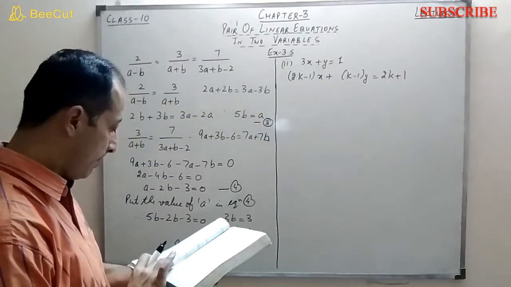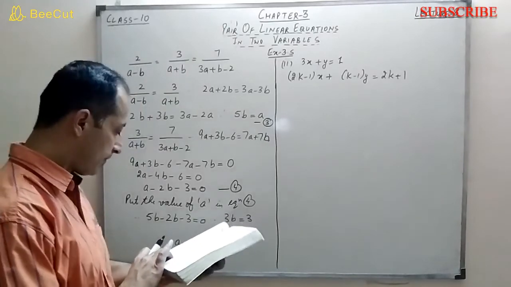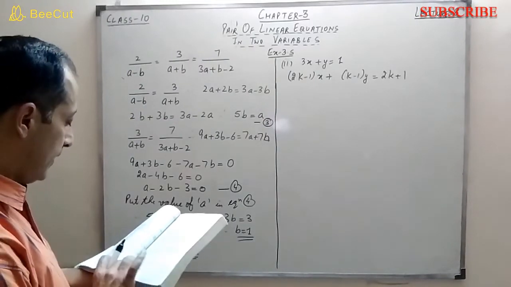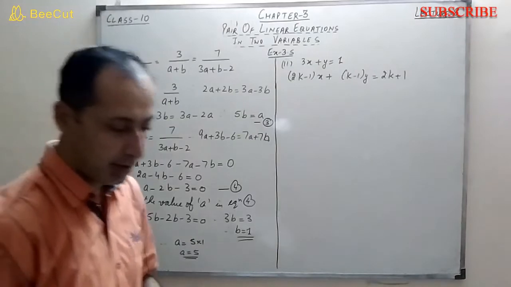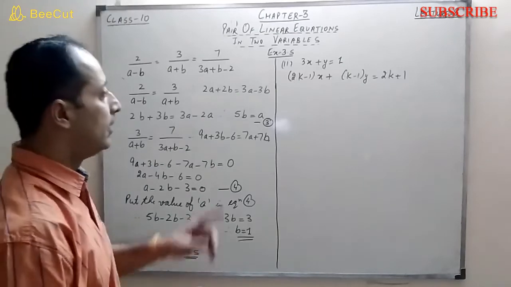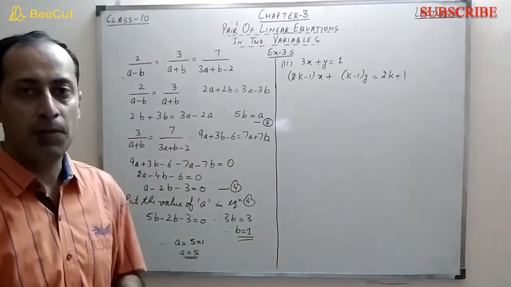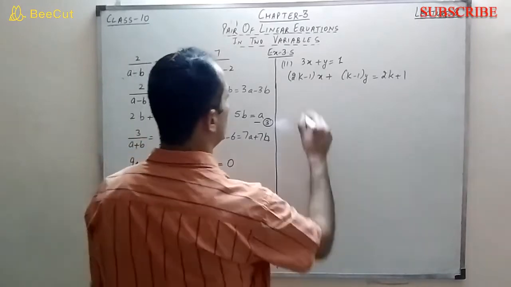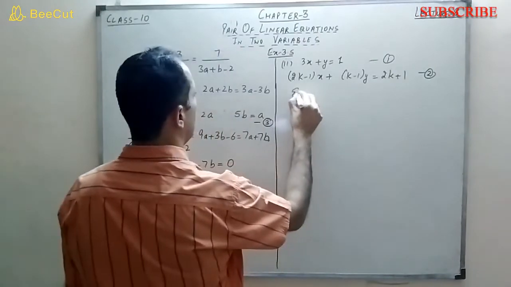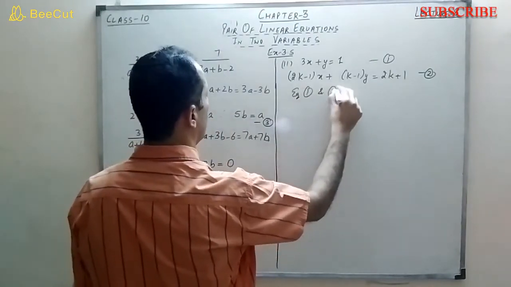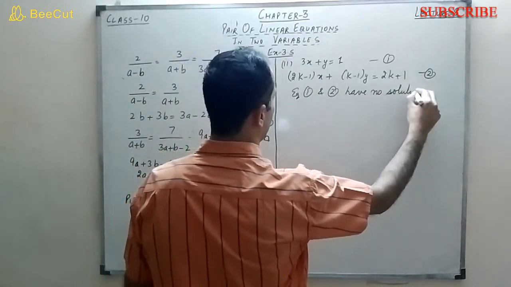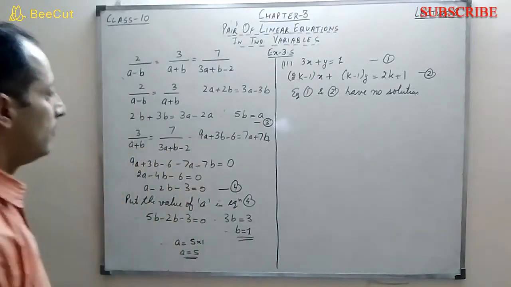Now what we can do here, it's given that they have no solution, right? And before I proceed, we should know when there is no solution, what we can do in that case. In case of no solution, I write here equation 1 and 2 have no solution. Right? So what we can do then?